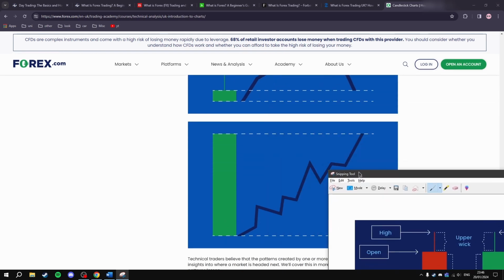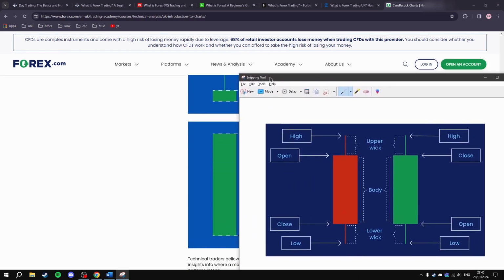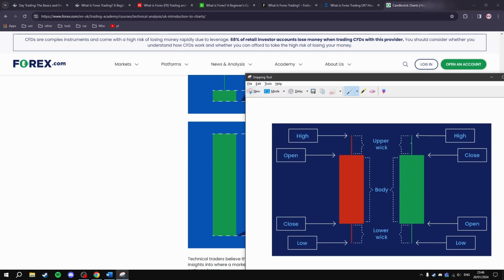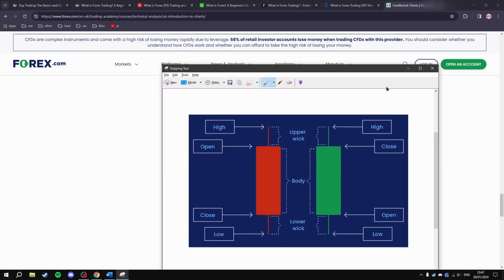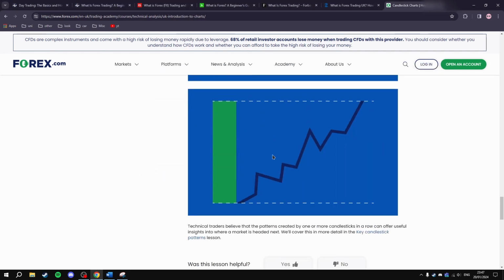And this one, no wick, opened here, closed here, so it was gradually climbing. Yeah, okay, I see. Right, okay, that makes sense.